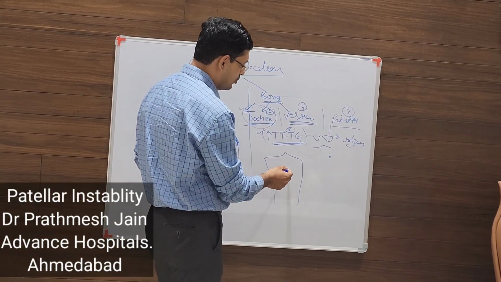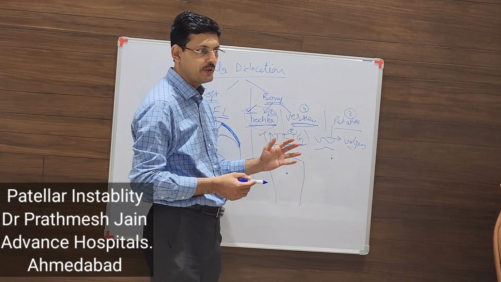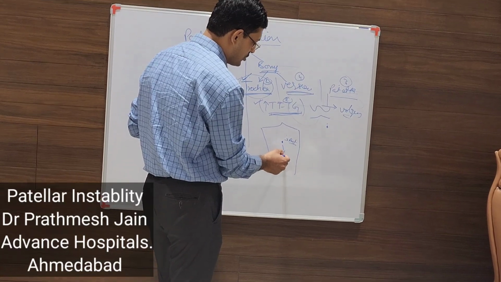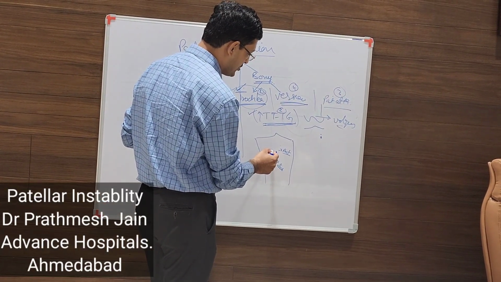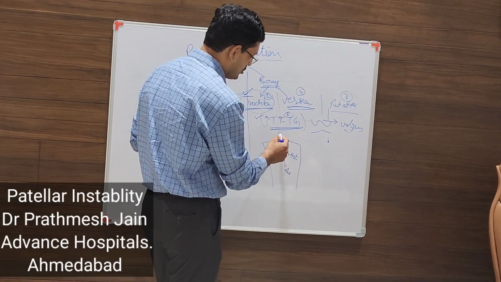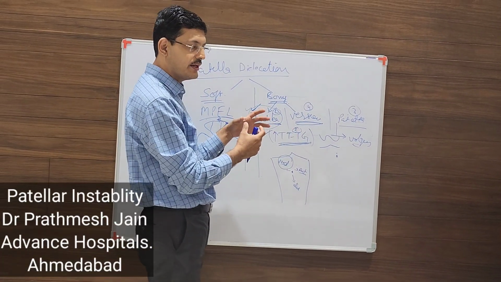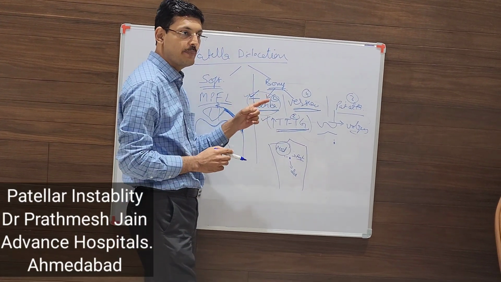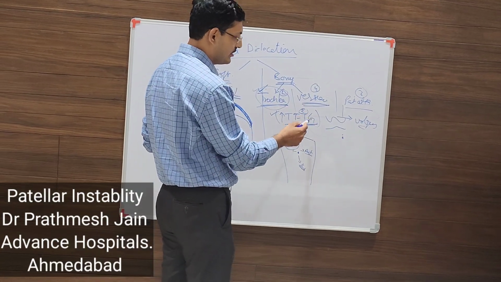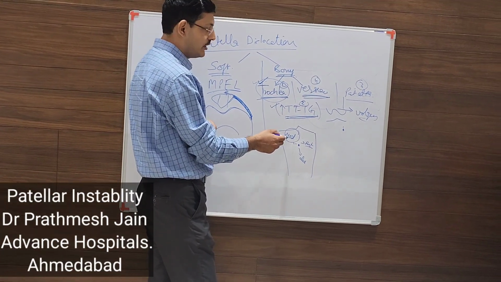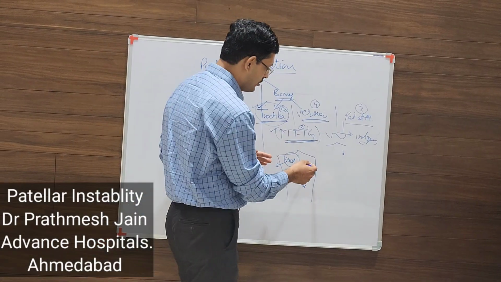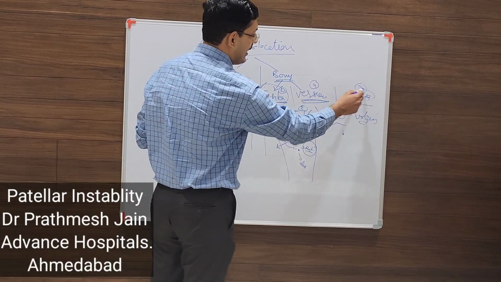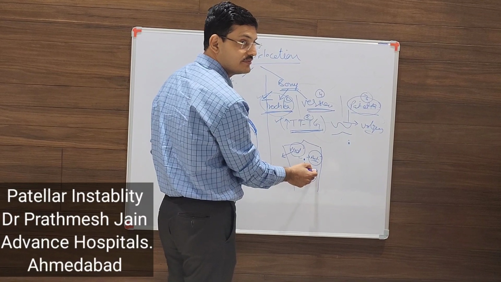Okay, so you can do three types of migration of the tubercle. You can do anteriorization of the tubercle, you can do distalization of the tubercle, and you can do medialization of the tubercle. So if there is a patellar instability because of increased TT distance, you do medialization. If the patient is having pain also, you do anteriorization, because anteriorization will deload the patella. And if there is a patella alta, you do a distalization.